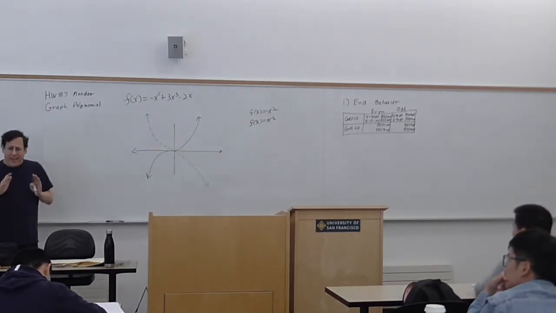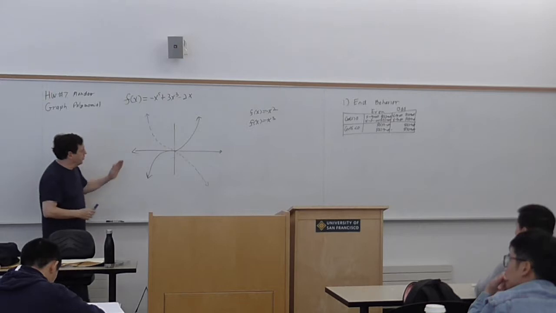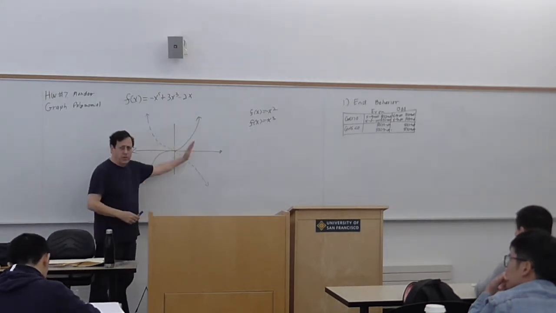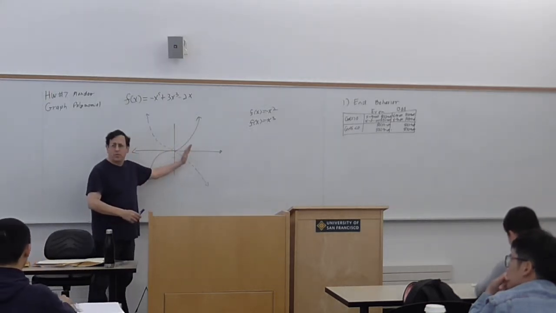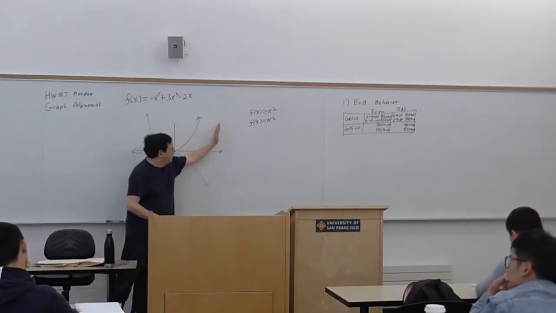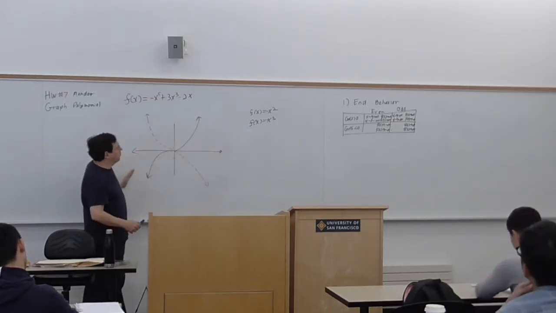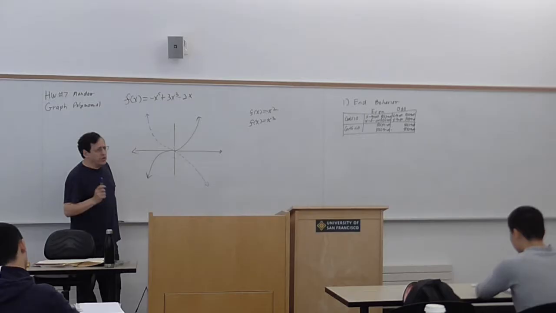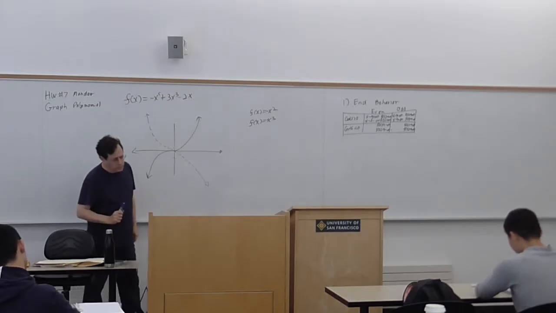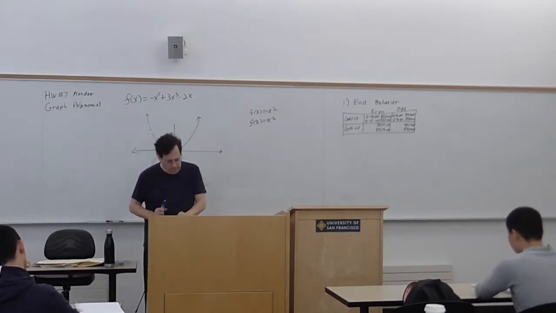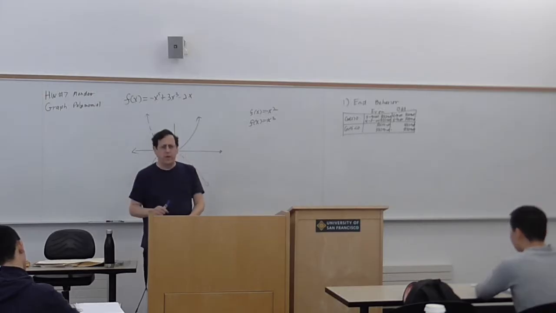Okay, so that's just the end behavior. That doesn't really tell us what happens in between, in between where this leading term becomes dominant. So we're gonna look at that a little too. We're gonna look at that next. Any questions about end behavior?